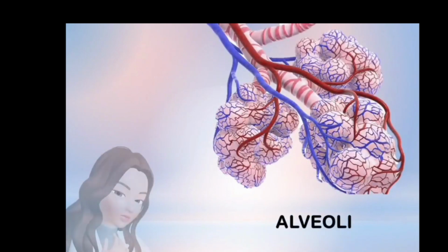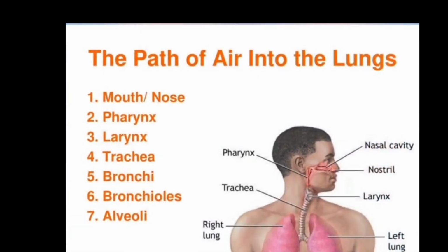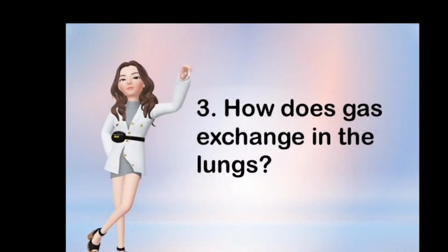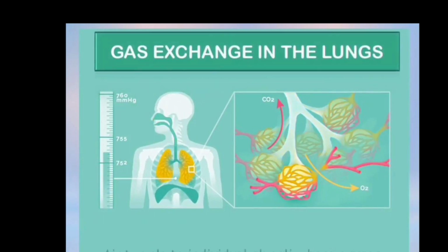Each alveolus has a thin wall, only one cell thick, and it is surrounded by very thin capillaries. Here is the summary of the path of air into the lungs. The air first enters your mouth or nose, then goes to the pharynx, larynx, trachea, bronchi, bronchioles, and alveoli. How does gas exchange in the lungs? Gas exchange in the lungs.